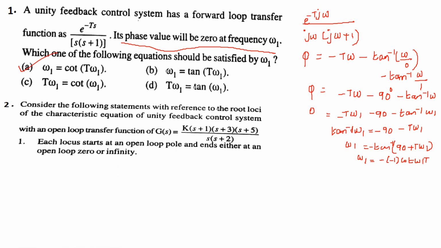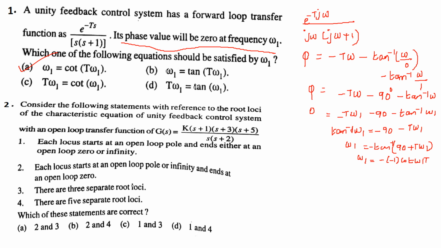Next, consider the following statements with reference to the root loci of the characteristic equation of a unity feedback control system with open loop transfer function G of s equal to K into (s plus 1) into (s plus 3) into (s plus 5) divided by s into (s plus 2). Here 4 options are given. So check the options one by one.